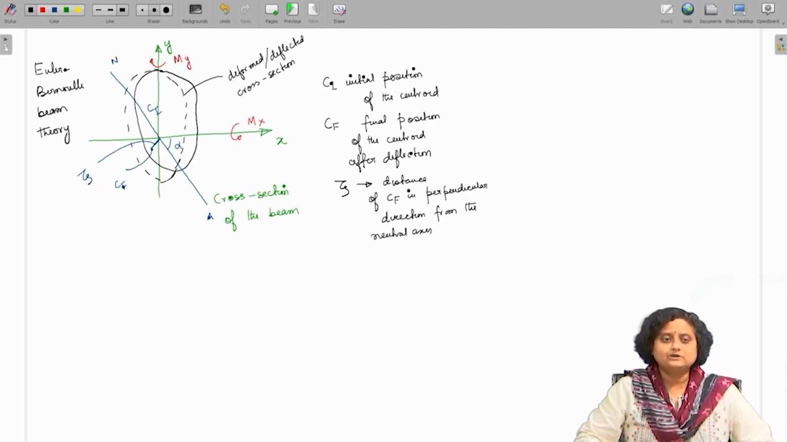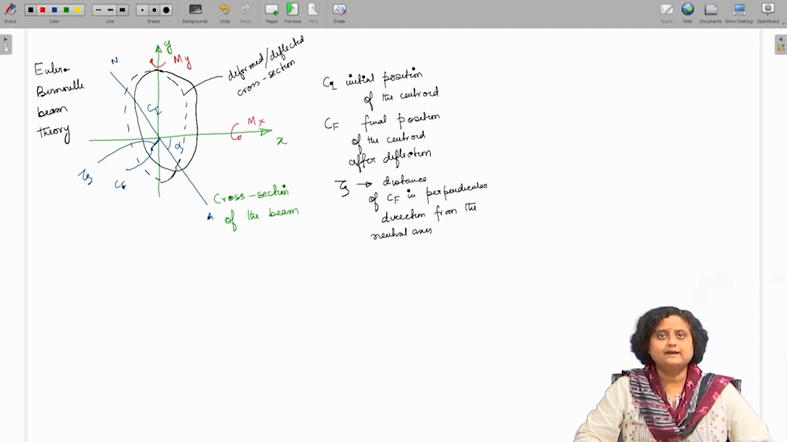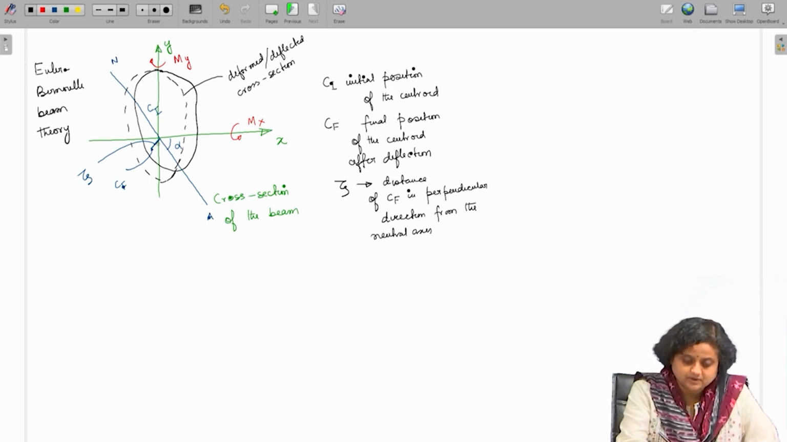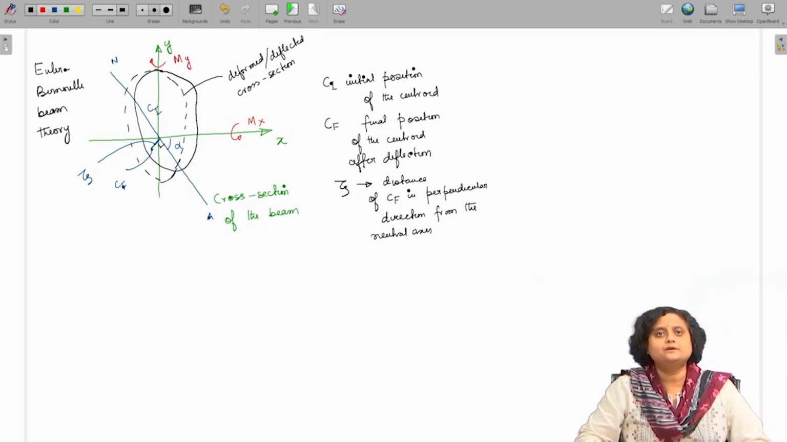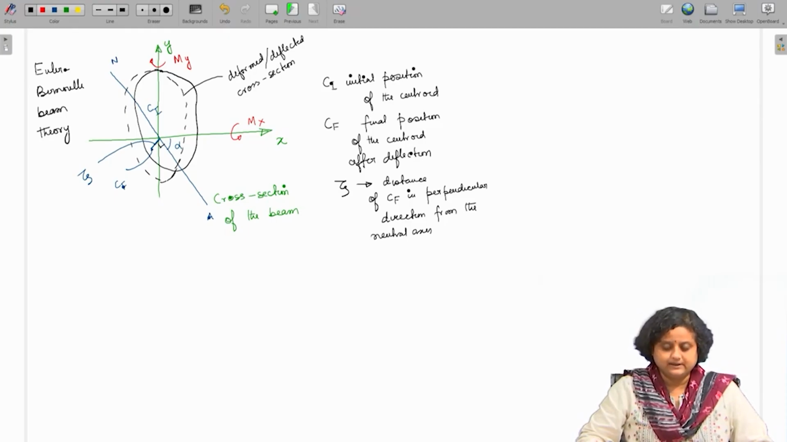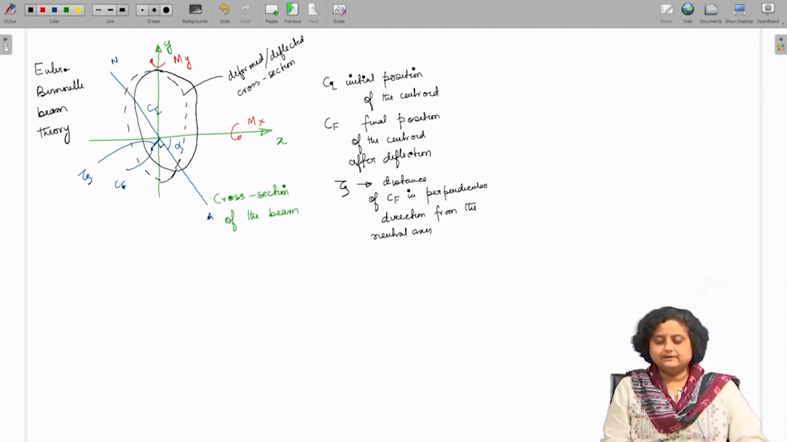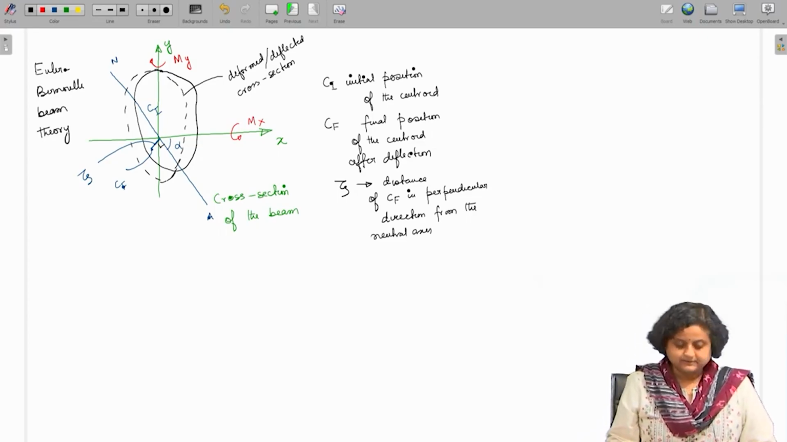In the unidirectional case, the neutral axis was horizontal, parallel to the x axis. Now, the neutral axis for the bidirectional case is tilted to the x axis, but even in this case the movement of the centroid will be perpendicular to the neutral axis, similar to the unidirectional bending case. Now, zeta is the distance of CF in the perpendicular direction from the neutral axis.